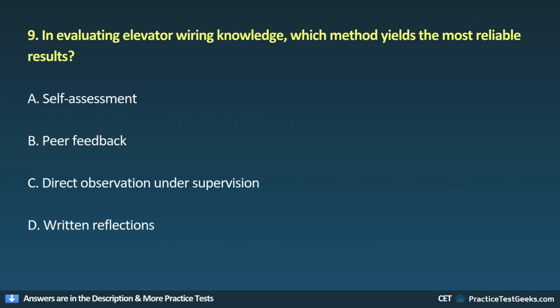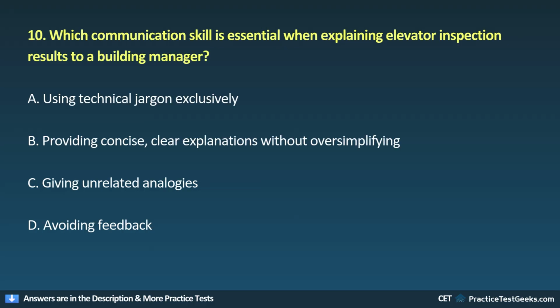9. In evaluating elevator wiring knowledge, which method yields the most reliable results? A. Self-assessment. B. Peer feedback. C. Direct observation under supervision. D. Written reflections.